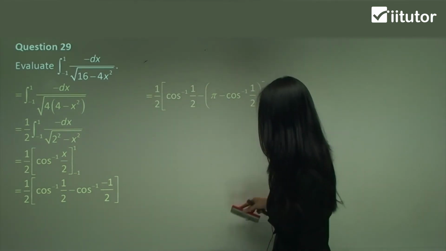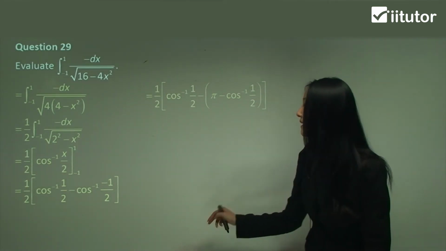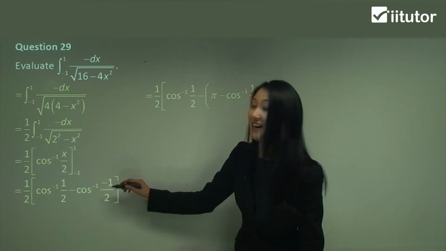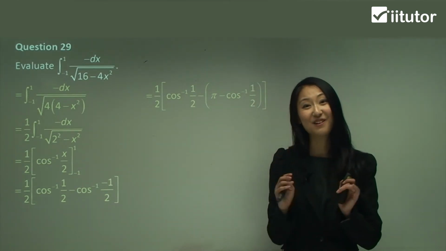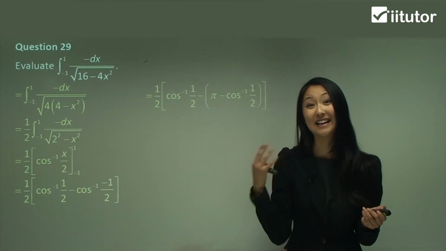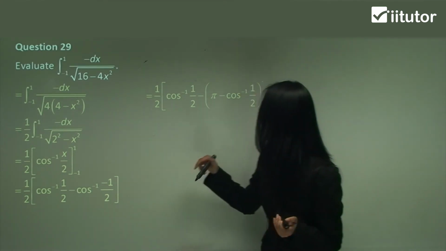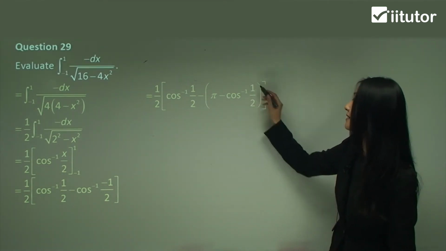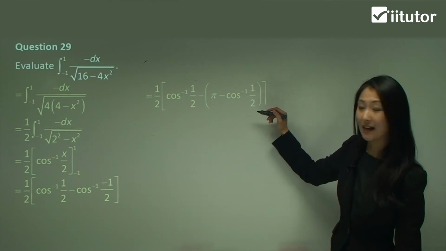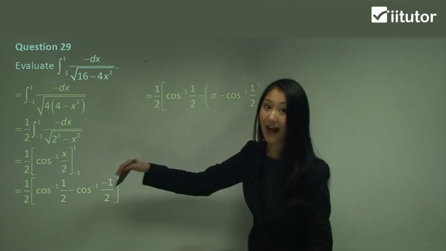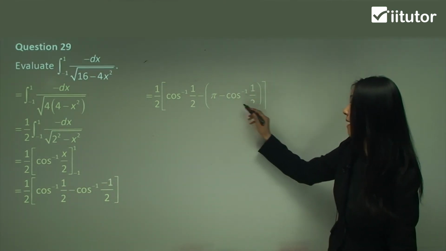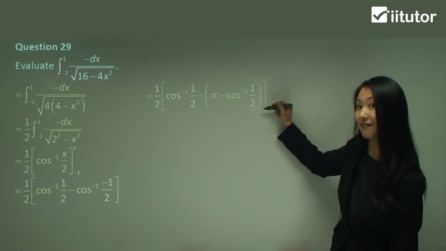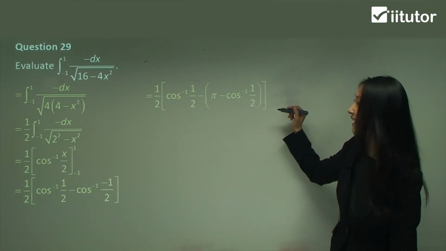And now remember, with inverse cosine of a negative, remember how that's the one that was different from inverse sine and inverse tan? That becomes pi minus inverse cosine of half, yeah? So you can't just take the negative out. It actually becomes pi minus inverse cosine of half there. All right, so just be really careful with that.